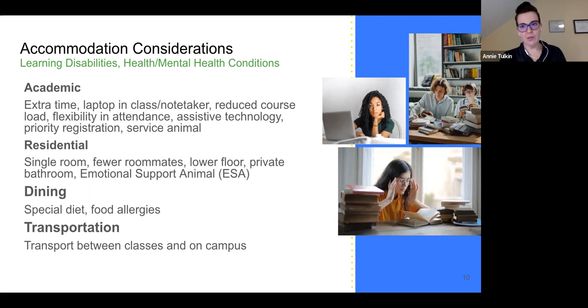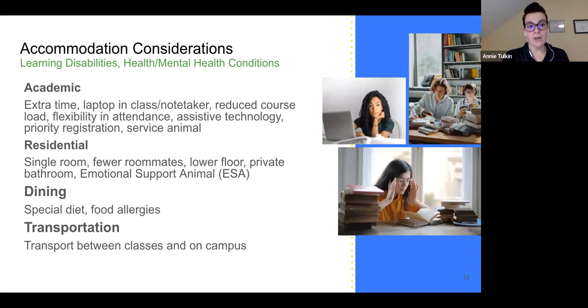So emotional support animals can be any type of animal that the student elects to have. They'd need to provide documentation to the university of why they need that emotional support animal, but emotional support animals have to stay in the residential setting, so in the dormitory. So that's important to understand. But you'd want to talk to the Disability Support Office about what their rules are around having an ESA in the dorm.